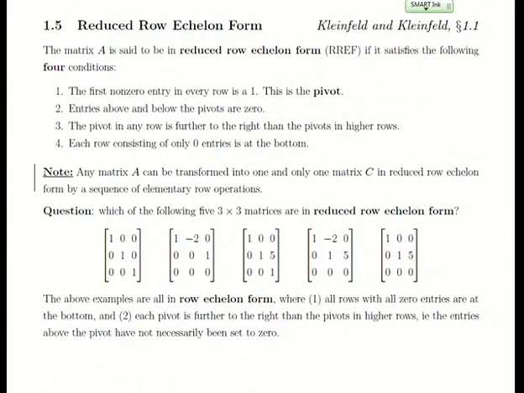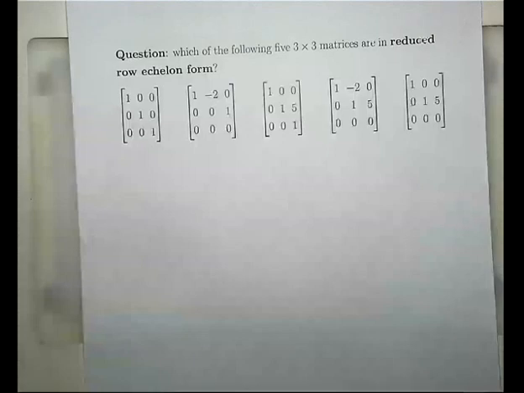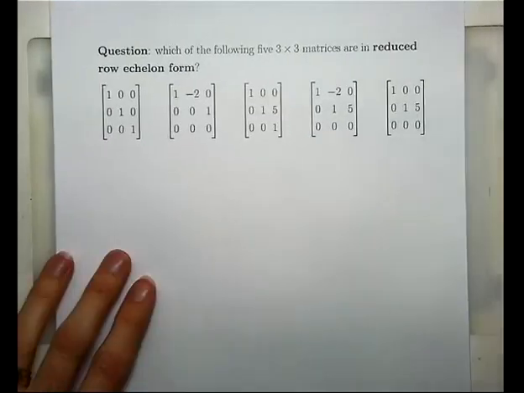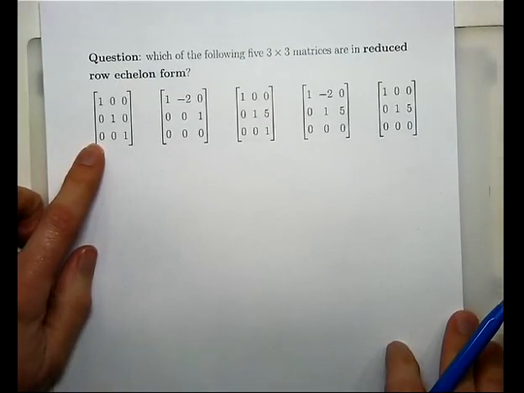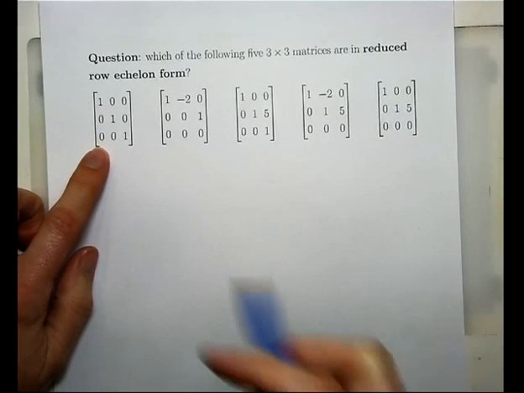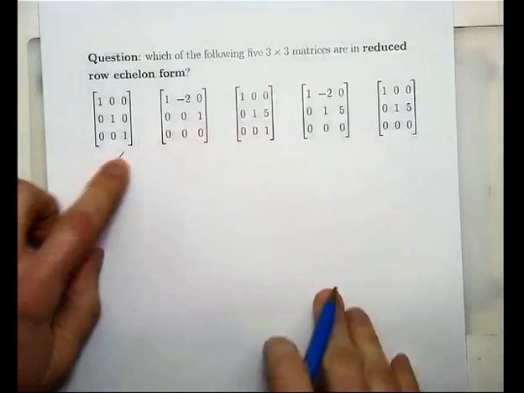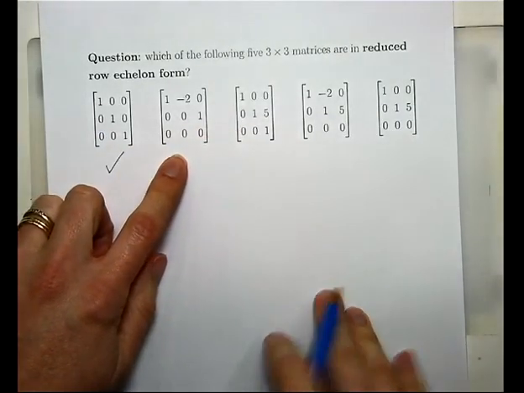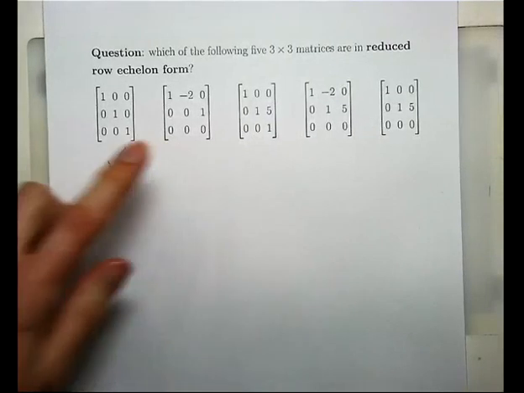Okay, all right, which one of these is in reduced row echelon form? We're going to do this on here. Okay. Question says, which of these is in reduced row echelon form? This one. Does that satisfy those 4 things? Yeah, that's an easy one. Yes, it does. What about this one? Who says yes?